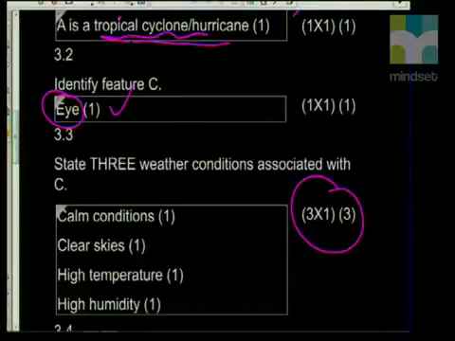I know calm conditions, clear skies, high humidity, high temperatures, lack of precipitation. All right, all those things just come to my head. It's so easy to interpret. Let's look at the answers here already. You know them already. Your calm conditions, all right, clear skies, high temperatures, high humidity. Even there's so many, you just know them off. Each one for 1 mark, and you got your 3 marks.